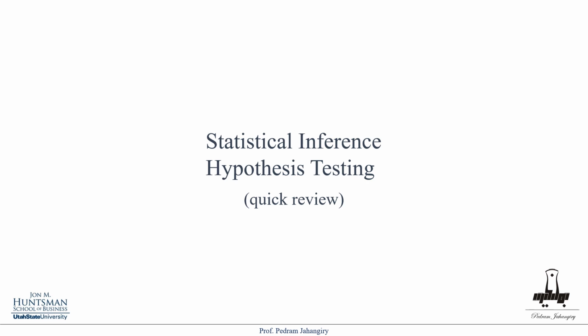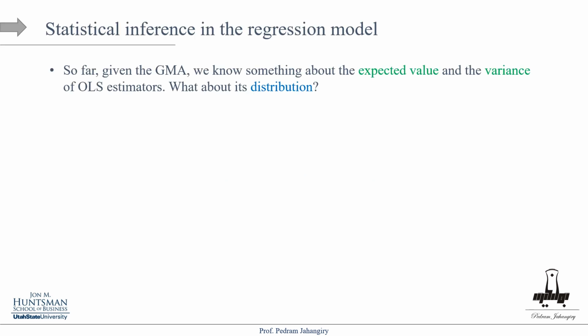We're going to go over the fundamentals of machine learning. But if you're enjoying it, just stay around for the next 10 to 15 minutes. Okay, so what do we mean by statistical inference in regression analysis, right? And this is something that we will mainly not talk about at all when it comes to the machine learning approach, right? So far, we know that based on the 5 Gauss-Markov assumptions, we know something about the expected value of the beta hats and the variance of the beta hats.